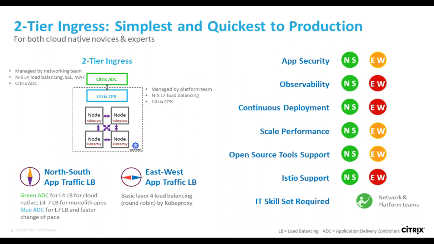As it is called a 2-tier ingress, north-south traffic is split into 2 ADCs. One is the green ADC you see here, another one is the blue. North-south means the traffic which is coming from users and is steered into your Kubernetes or microservices cluster.